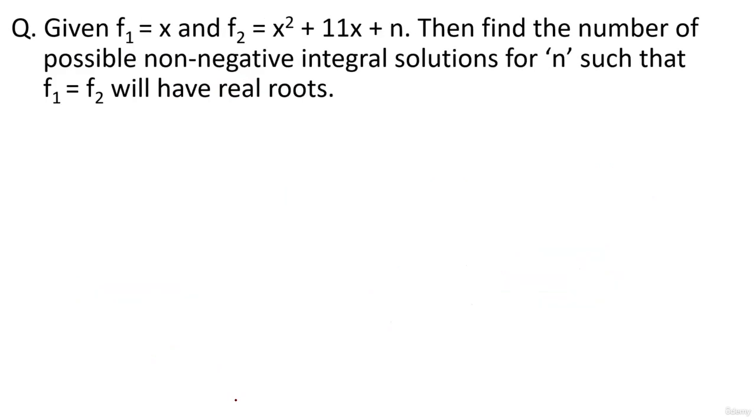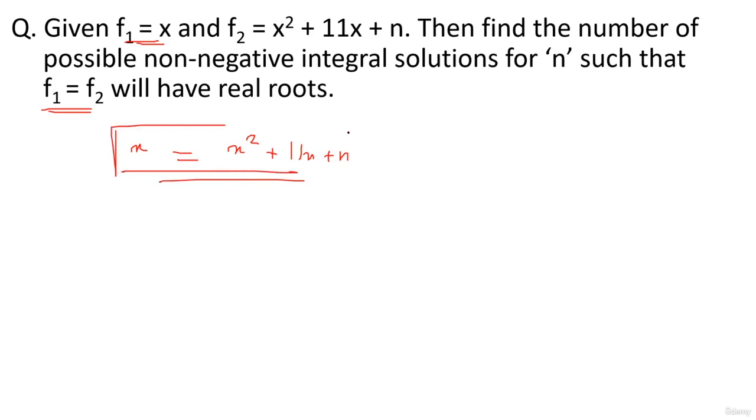Given f1 equals x and f2 equals x² + 11x + n, find the number of possible non-negative integral solutions for n such that f1 equal to f2 will have real roots. The first condition is that f1 equal to f2 will have real roots. f1 is x, f2 is x² + 11x + n. We equate them, right?